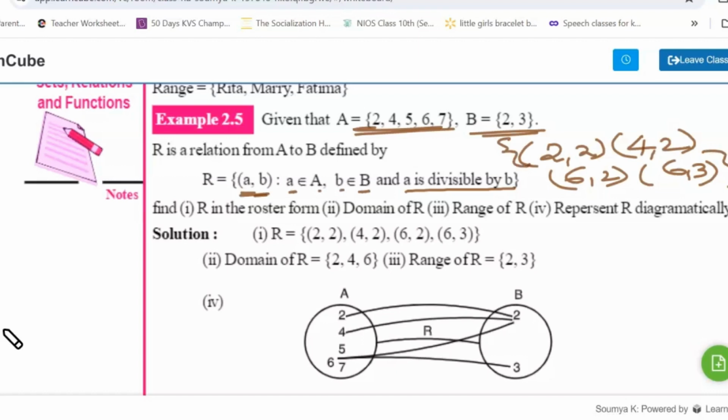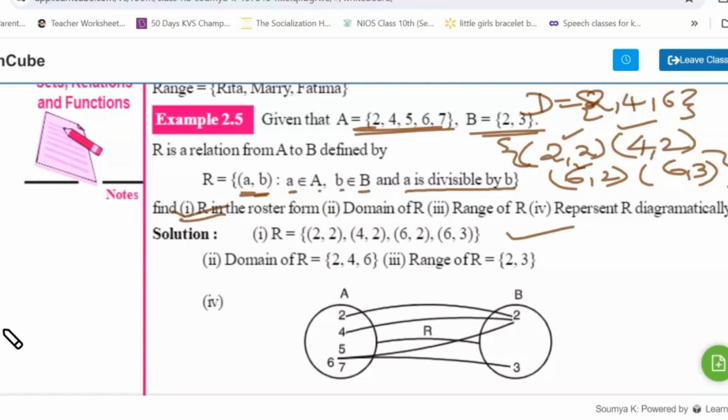So R in roster form will be this result. Then comes the domain of R. The domain of R would be 2, 4 and 6, the first part of the ordered pairs. 6 is repeated here, so you can say 2, 4, 6 are the domain.